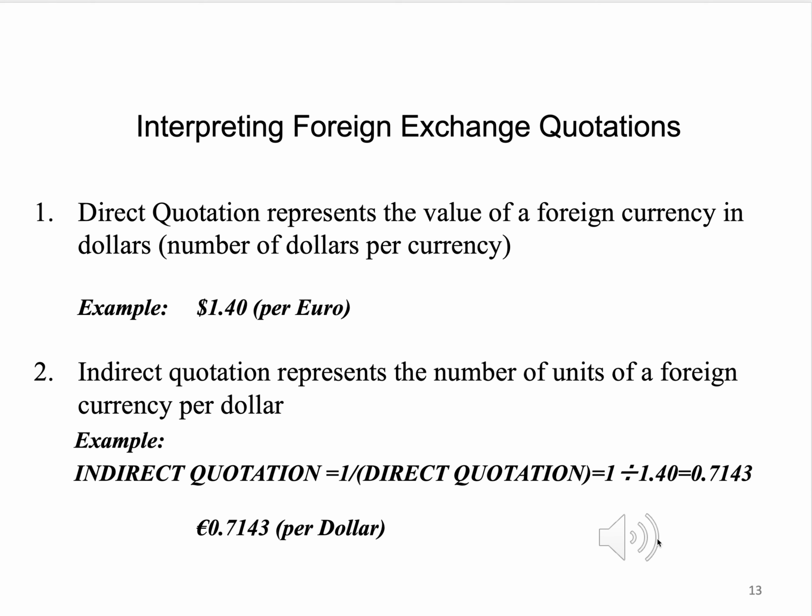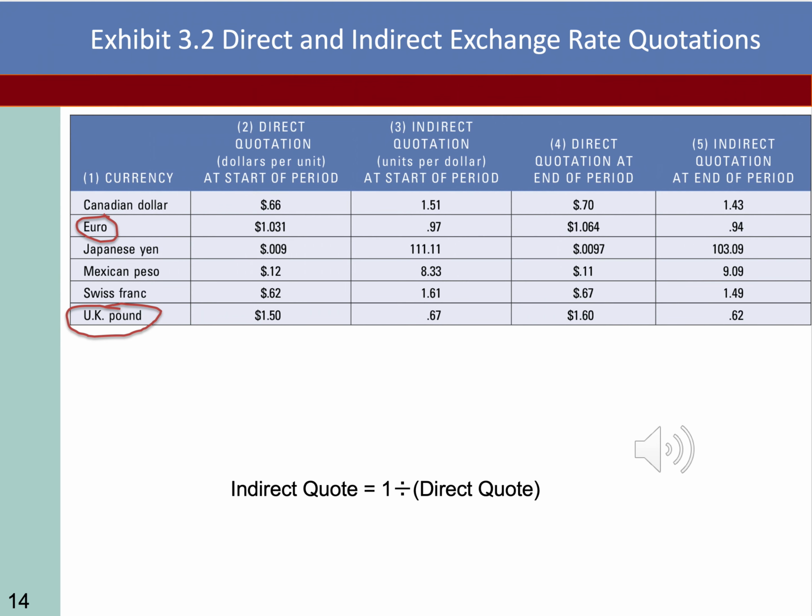So mathematically, you just need to do the inverse. Now think about it that way. For the direct quote, just look at what the value is. In the most commonly used case, you buy something, how much is it in US dollar terms? The indirect quote is the inverse image, the opposite image. Now let's look at the next example.